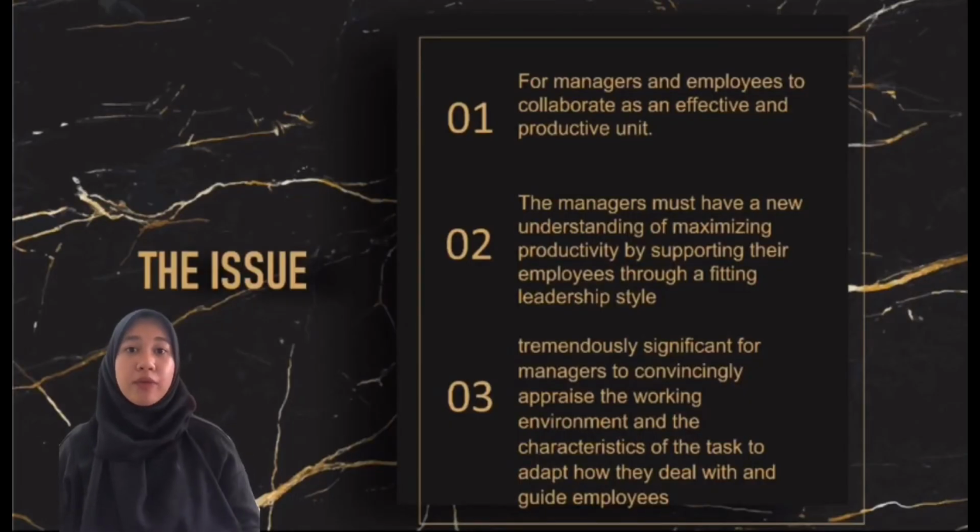Second is the issues that we found in the journal review of these theories. There are 3 issues. First is for managers and employees to collaborate as an effective and productive unit. Second, managers must have a new understanding of maximizing productivity by supporting the employees through a fitting leadership style. And the last one is that it is tremendously significant for managers to convincingly appraise the working environment and the characteristics of the task to adapt how they deal with and guide employees.